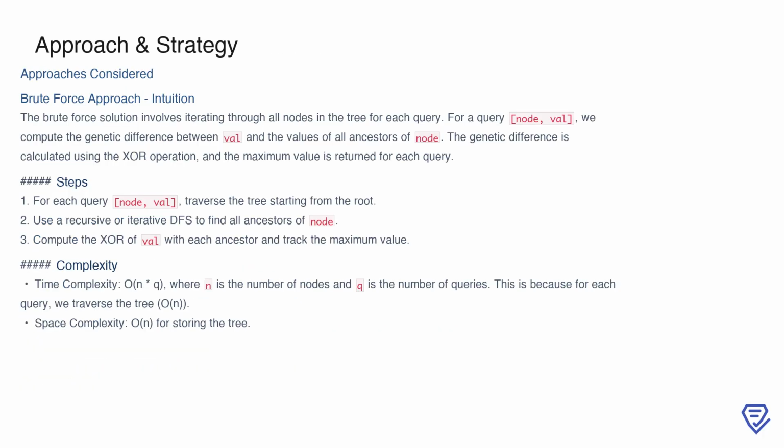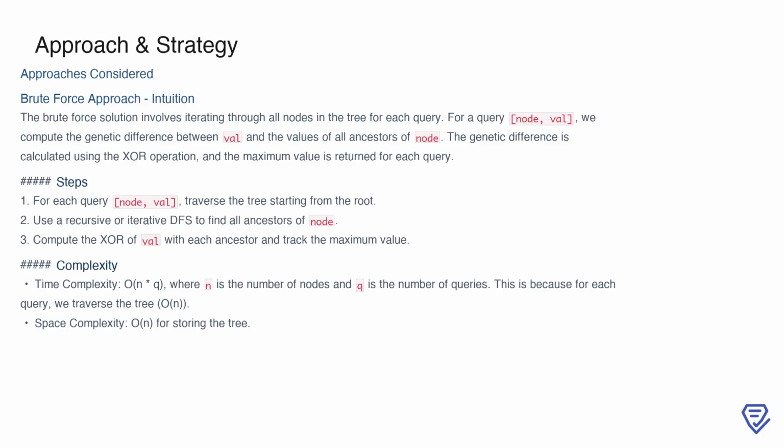To begin with, let's think about the brute force approach to solving this problem. The idea here is to process each query independently by iterating through all nodes in the tree. For a query consisting of a specific node and a value, we need to calculate the genetic difference between the value and all the ancestors of the given node. This genetic difference is determined using the XOR operation, and we return the maximum value from these computations for each query. The steps involve traversing the tree to find all ancestors of the node, which can be done using a depth-first search, either recursively or iteratively. For each ancestor, we calculate the XOR with the given value and keep track of the maximum result.